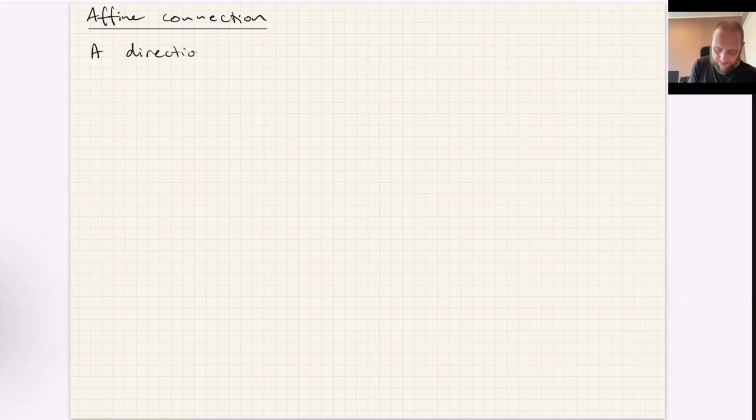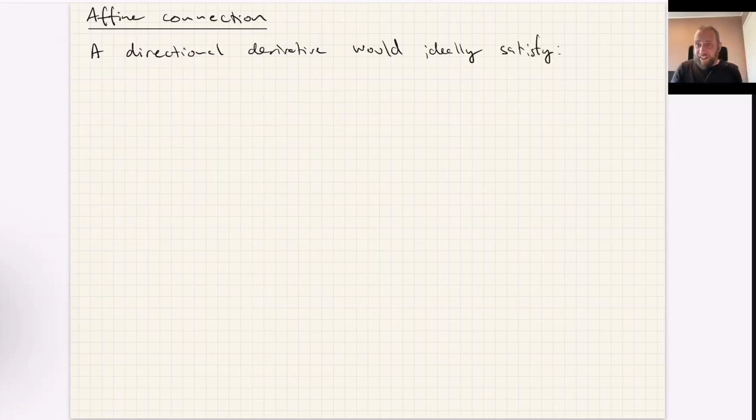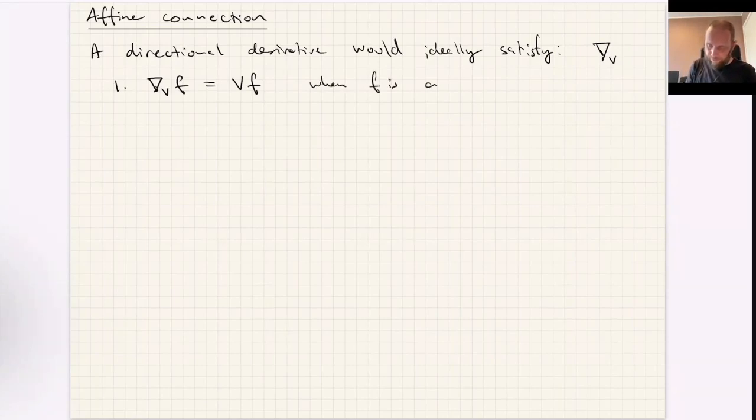A directional derivative would ideally satisfy the following. And you can check that your typical directional derivative in Euclidean space does satisfy this. So first of all, let's call it nabla_V, this being the directional derivative in the direction of V. First of all, I would like that when you act with this directional derivative on a scalar field f, it should reduce to just being the vector field as a directional derivative acting on f. So this is a reasonable assumption.